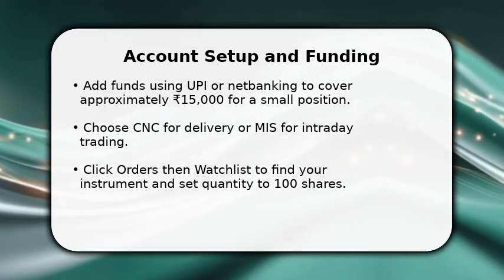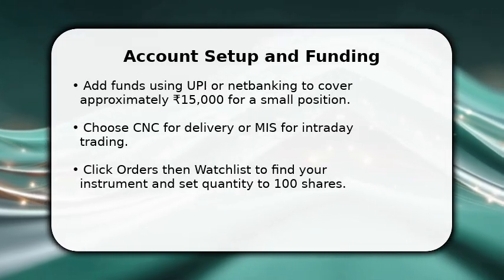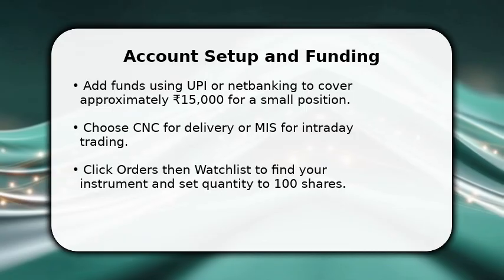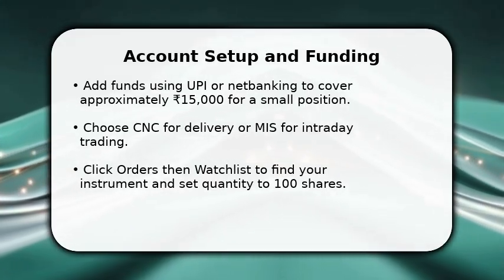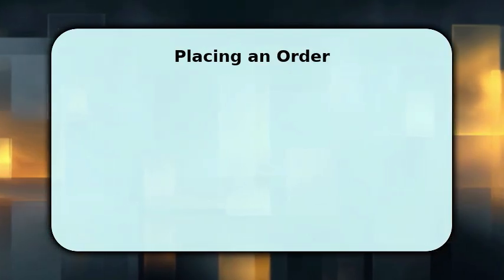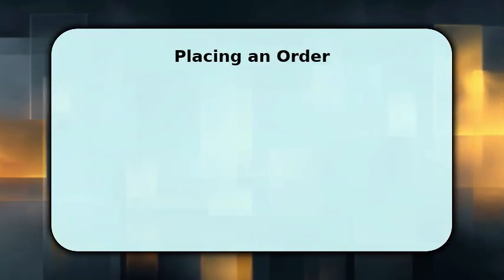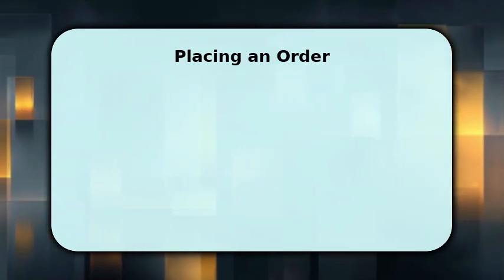Open the Markets tab and search the desired stock or option symbol by name. Click Orders, then Watch List to find your instrument and set quantity to 100 shares. Finally, confirm your available margin and daily limits before you select the instrument and tap Buy or Sell to open the order ticket. Use limit, market, or SLM order types depending on your strategy.